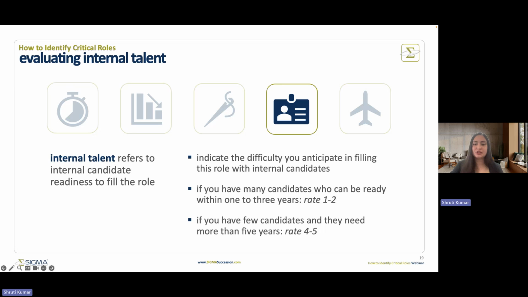Now, I do want to briefly mention that the column total for this internal talent criterion is an indicator of your organization's succession bench. A succession bench is a valuable tool for monitoring and managing your organization's leadership pipelines. We won't spend time reviewing this in more depth today, but if you are interested in learning more about succession benches, you can head over to our website and feel free to email us if you have any questions as you are learning more about this.